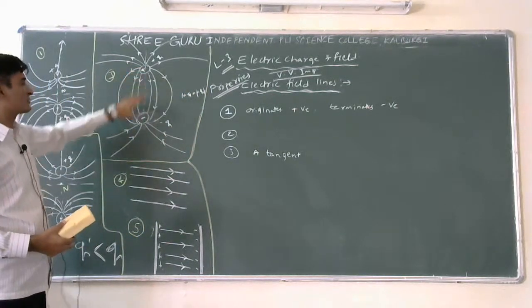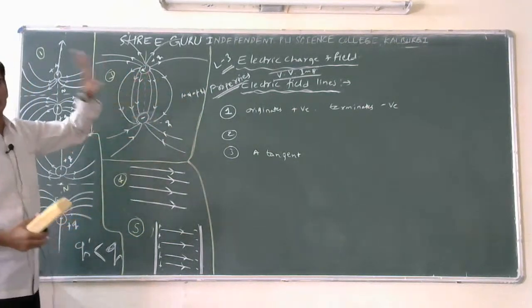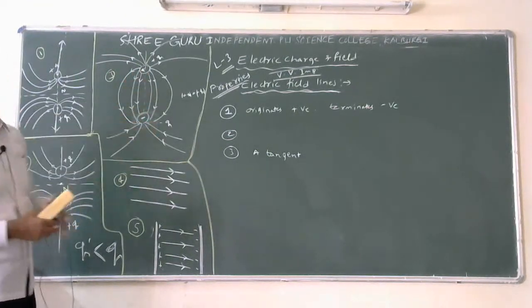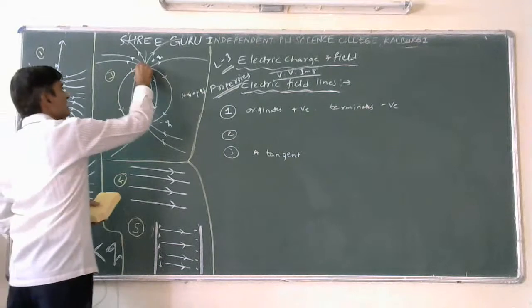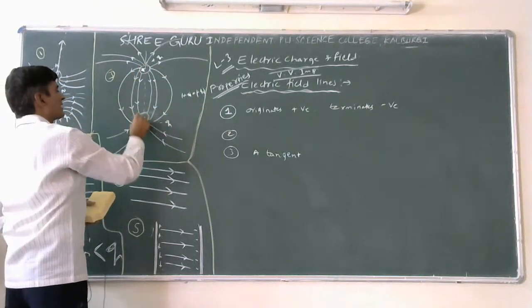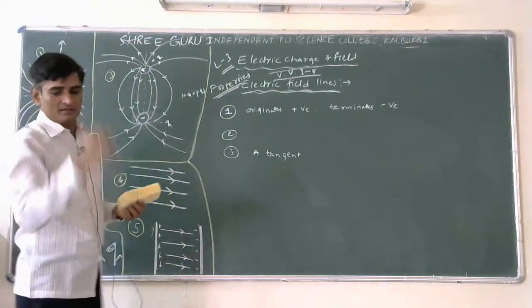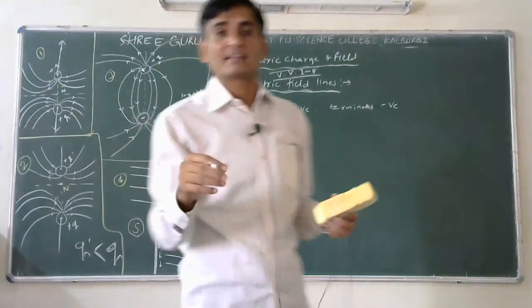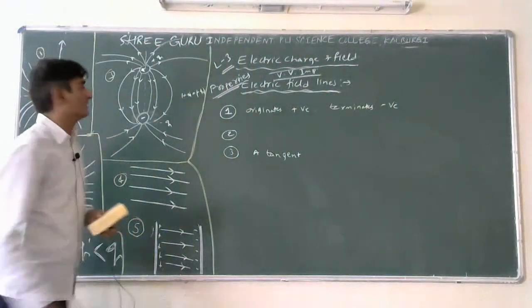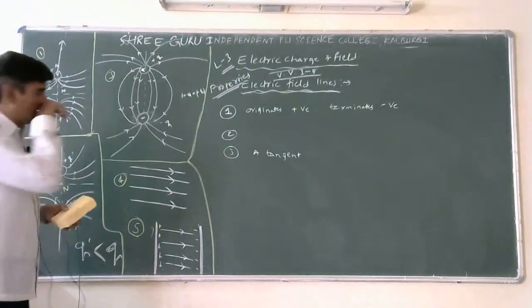The magnitude of the plus Q charge and the magnitude of the minus Q charge are equal, and they are placed like this over a certain distance. Now the electric field lines originate from the positive charge and terminate on the negative charge. Like in a magnet, where you draw magnetic field lines, which we studied at the high school level, similarly you can draw the electric field lines.